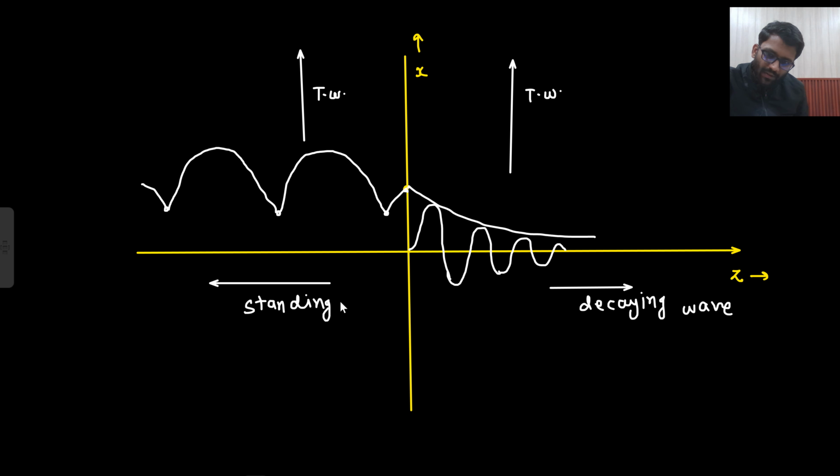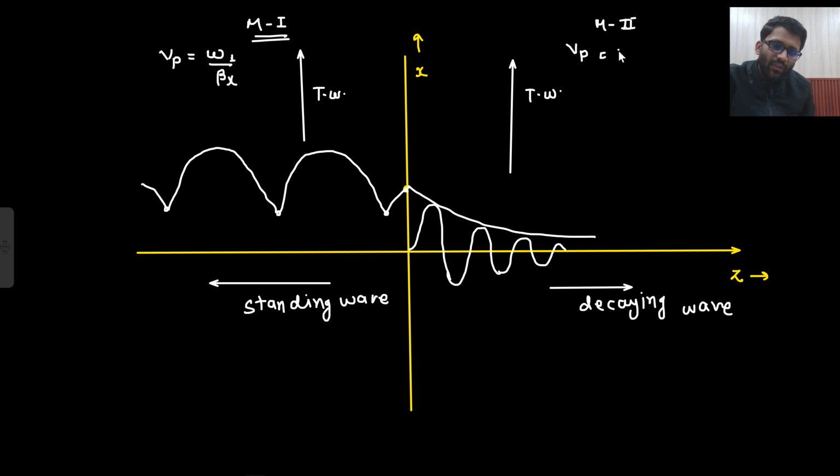Standing wave. And if I write down the velocity of that traveling wave, what would that be? Omega upon beta x. And here, this was my medium 1, this is my medium 2. So for medium 2 it would be omega upon beta x. And how can I find beta x? Certainly I can find beta x as well.